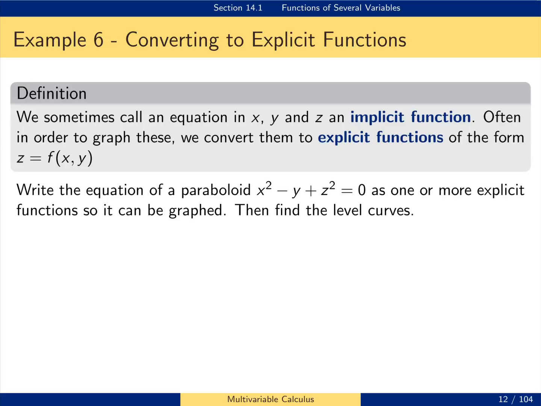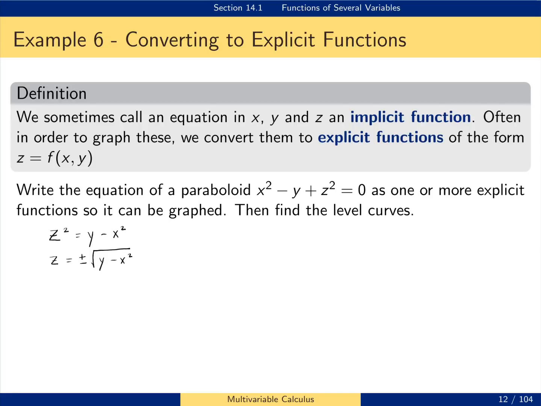First, we'll write it as one or more explicit functions. To write it as an explicit function, all we need to do is isolate z. So let's subtract terms to the other side of the equation. We'll write z squared equals y minus x squared. We're not quite there. We need to take the square root of both sides. We get z equals plus or minus the square root of y minus x squared.